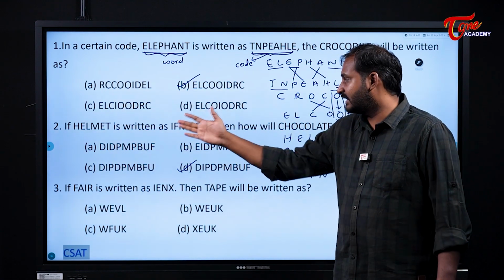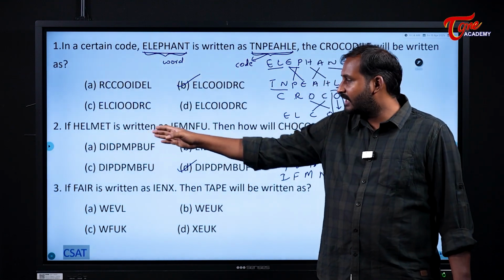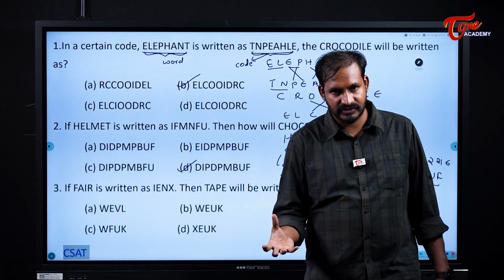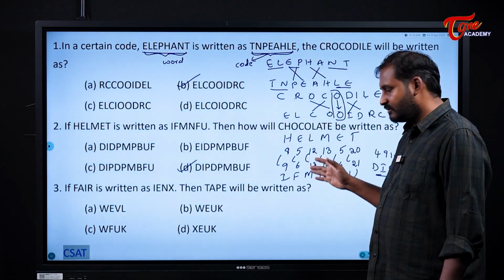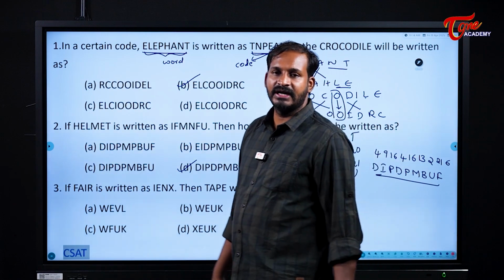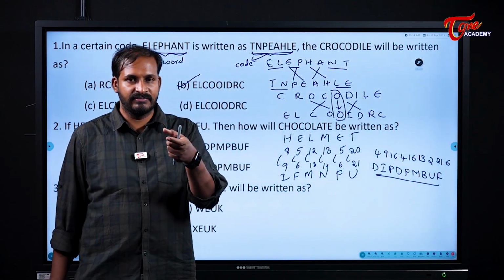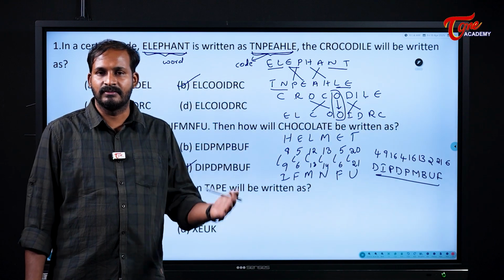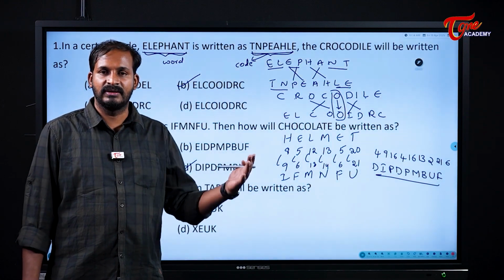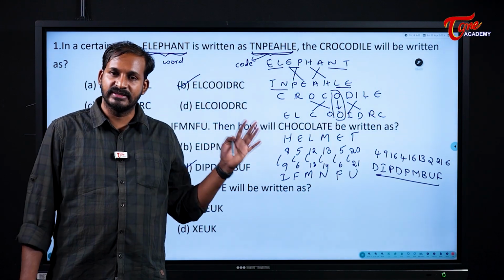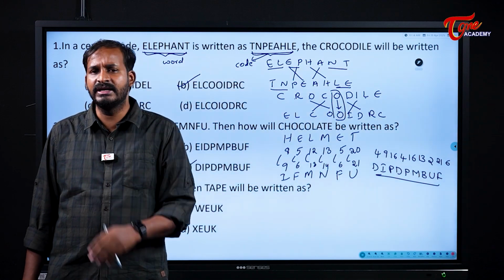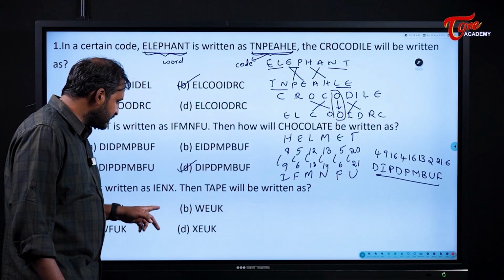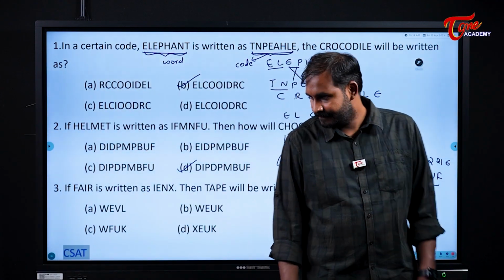If the letters of the given word and the code are completely different, then try to write the place values. You will get the idea in this manner. After writing the place values, write down the logic between them. Sometimes it may be plus 1, plus 2, plus 3, sometimes minus 1, minus 2, minus 3, sometimes plus 1, plus 3, plus 5, plus 7, sometimes minus 1, minus 3, minus 5, minus 7. It depends on the case. Okay, right. Next one. FAIR is written as IENX. Then how will TAPE be written?